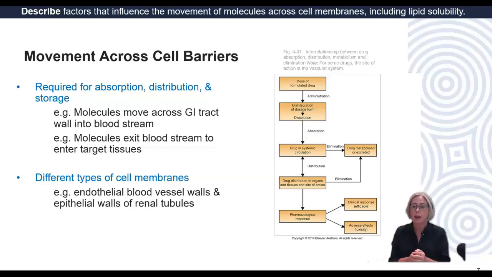Similarly, let's say you've taken a Voltaren that needs to be transported to soft tissue to have an effect as well. And so just recognizing as well that there are different types of cell membranes in different regions of the body and in different organs depending on their function. For example, endothelial blood vessel walls tend to be quite permeable, whereas epithelial walls of cells lining the renal tubules in the kidneys tend to be more selective in what they allow to pass.